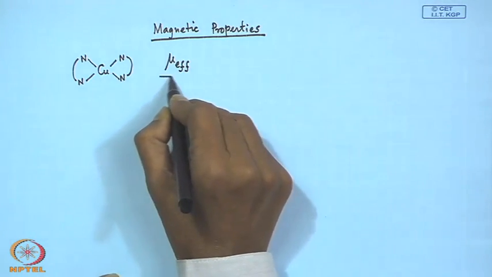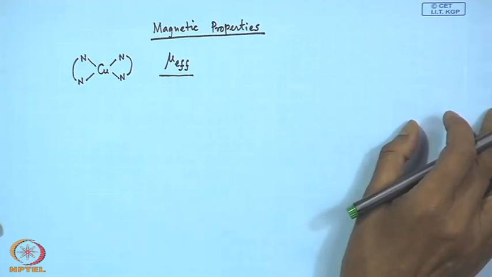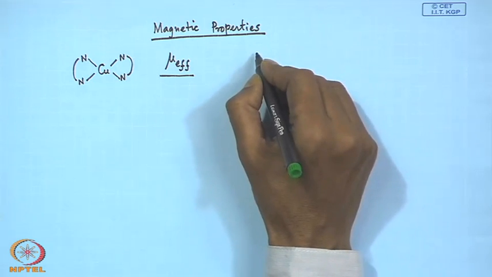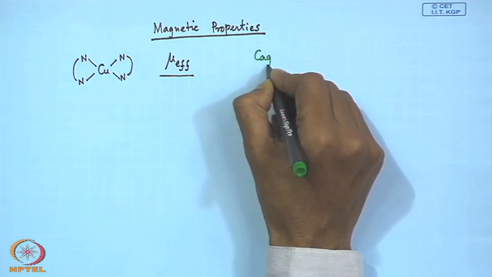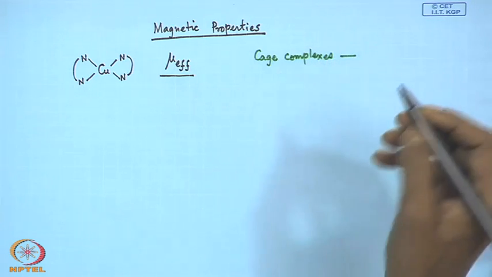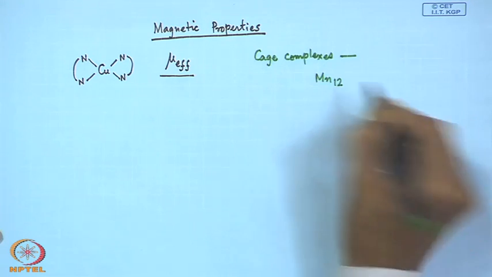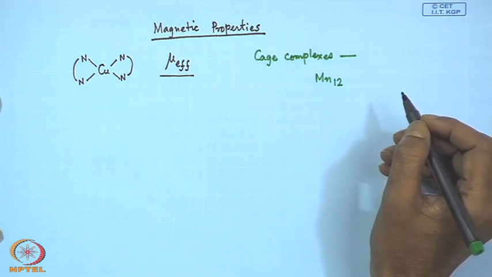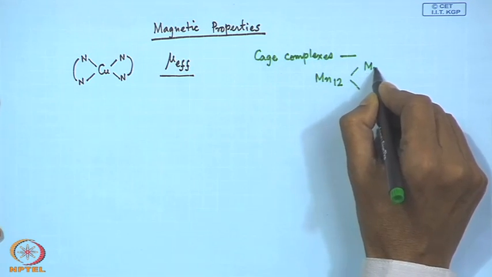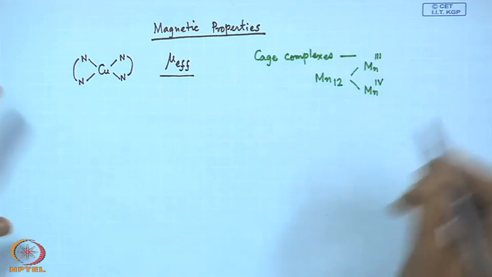So, how can we determine these mu effective values for simple mononuclear paramagnetic compounds, because this area has now become a very complex one after the introduction of so many cluster or cage like complexes. So, when we see the cage complexes where a large number of metal ions are there, the most well studied example is a compound containing 12 manganese ions, and not only 12 manganese ions, but the manganese ions are present in two different oxidation states, manganese 3 and manganese 4.